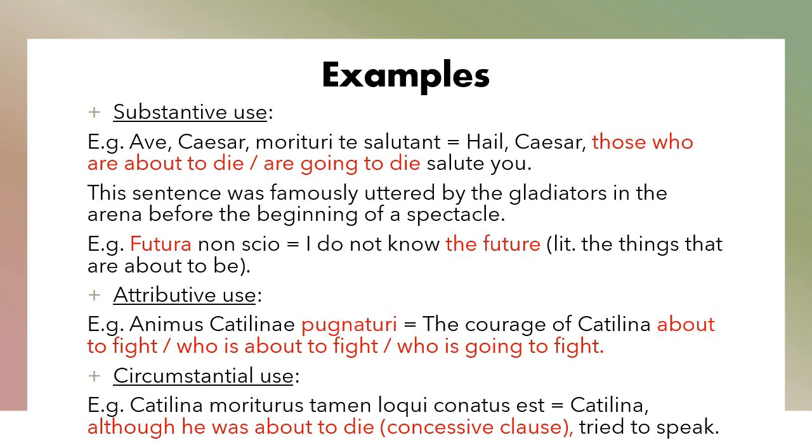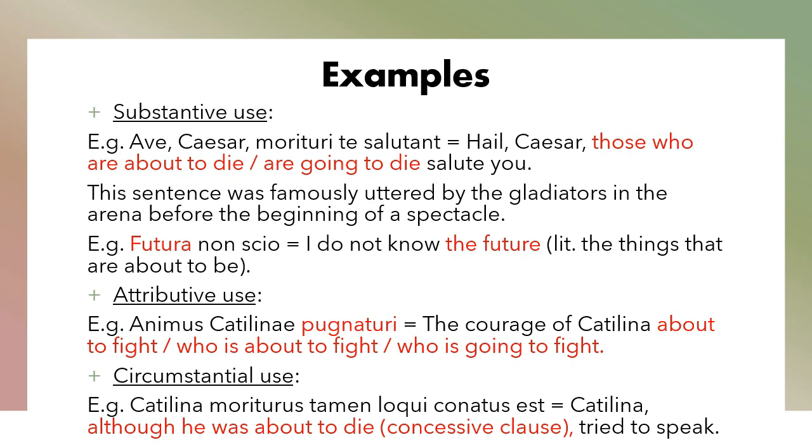Another example is futura non scio. So, I do not know the future. Literally, futura translates as the things that are about to be, the things that will be in the future. But this means basically the future. That is why in English we can translate just with the noun, the future. Even in Italian you say futuro, which comes from this verb.